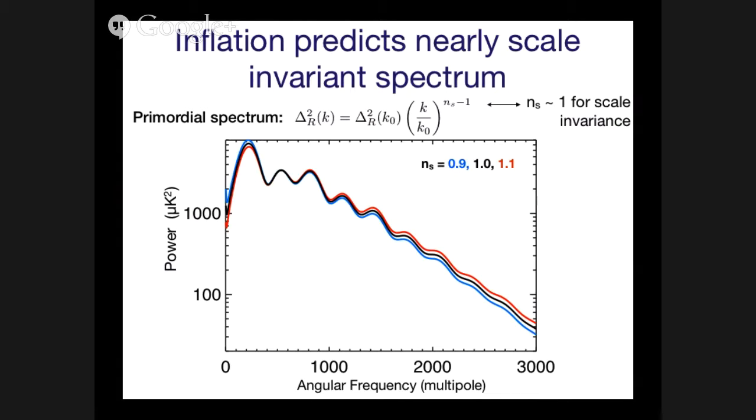Now, if we express our power spectrum as a power law, k to the n_s minus 1, n_s equals 1 will be scale invariant. And if you change n_s, this will have an impact on your temperature anisotropy. Effectively, you're tilting your power spectrum, and adding small scale data is useful because you're measuring a longer lever arm to measure what n_s is.